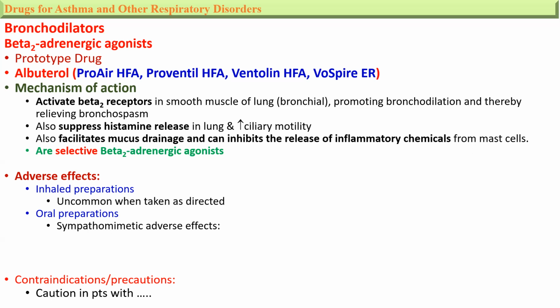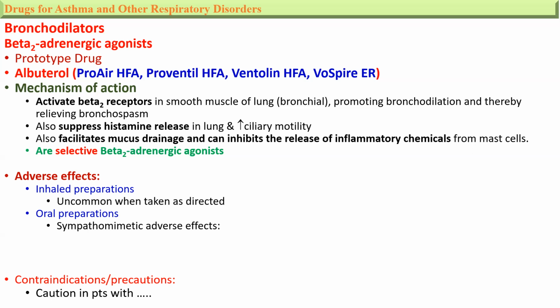The old non-selective medications used to produce more cardiac effects, and some non-selective agents activate alpha and beta receptors as well. So these are safer drugs than the old ones like epinephrine and isoprel. Now, the adverse effects of albuterol.